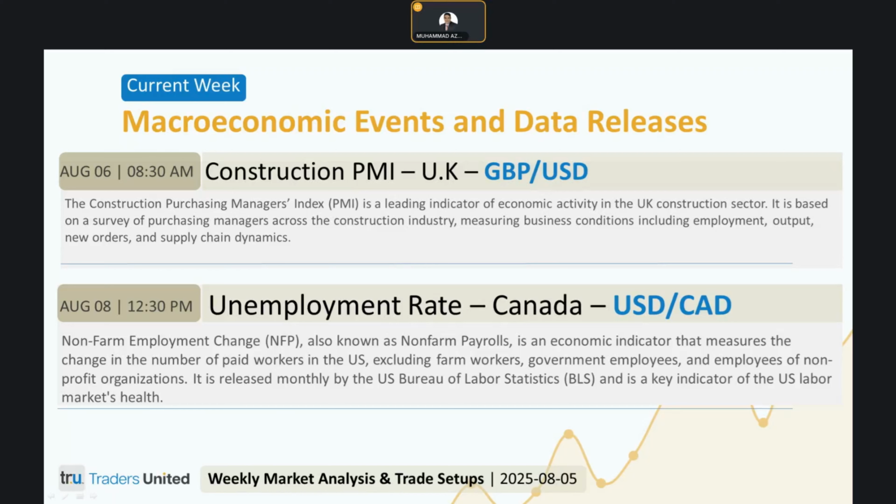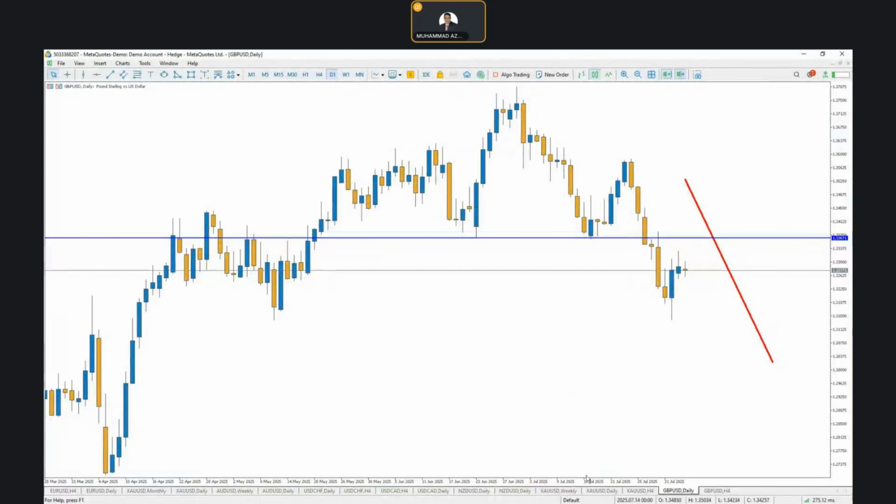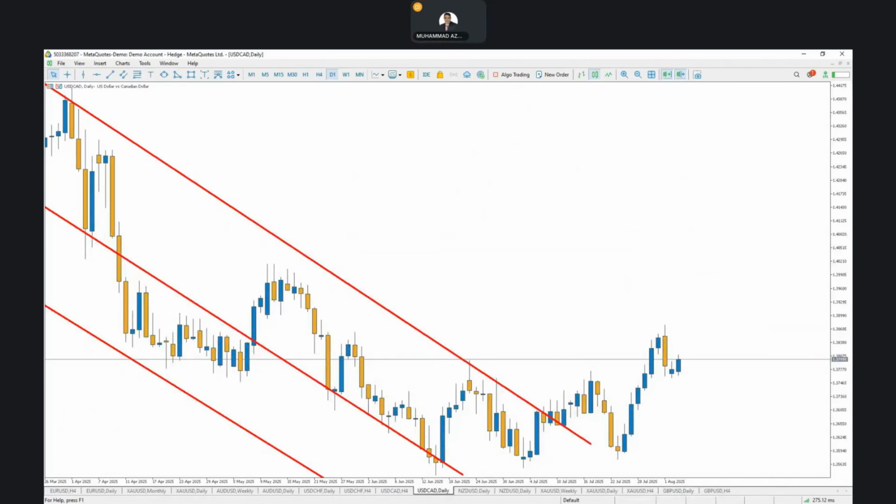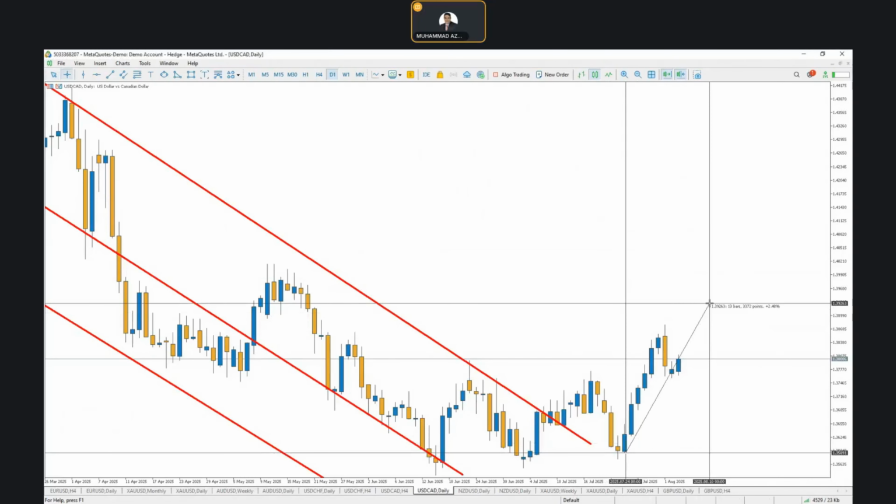Now, the market expectation is that the forecast shows a slight uptick. Let me show you the chart of US dollar versus Canadian dollar over here. The forecast shows a slight uptick in the unemployment rate from 6.9% to 7%, reflecting concerns over slowing hiring momentum or sector-specific job losses. Markets are cautious ahead of the release as the data could significantly influence the short-term direction of USD CAD. Right now, the USD CAD is going up.